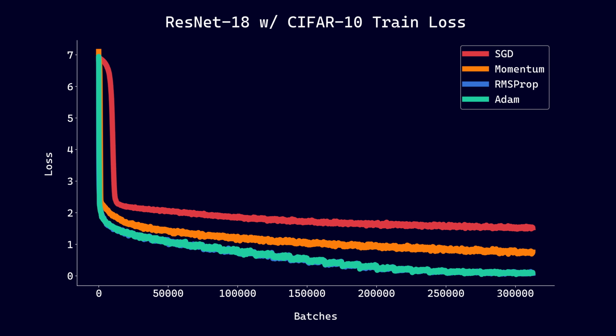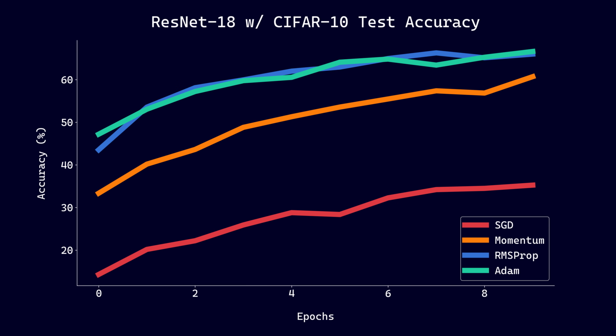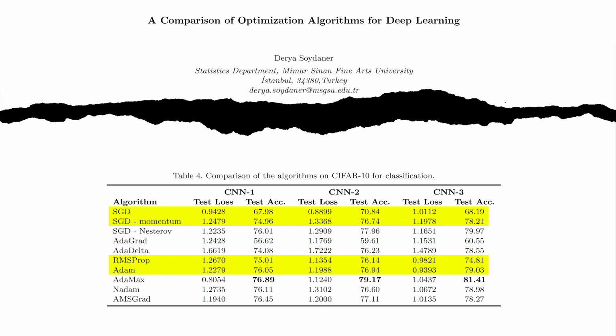This is the graph of train loss, and this is the graph of test accuracy. Going back to the first meta-analysis, we see that Adam has a slightly larger lead over RMSprop with the CIFAR-10 dataset across all 3 model architectures. It seems that the AdaMax optimizer did the best, which I encourage you guys to look further into.